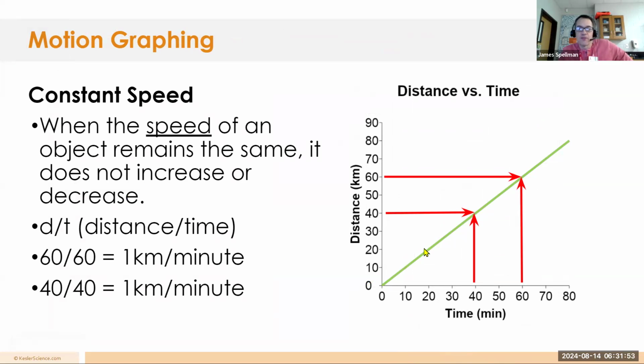So if the slope stays constant, the speed stays constant. And again, we could calculate the speed using the data that's on here, because, as I'll talk about in just a moment, speed is distance divided by time. So we could take any 2 points on this line and figure out the distance and time change. And if we know the distance and time change, we can figure out the speed.